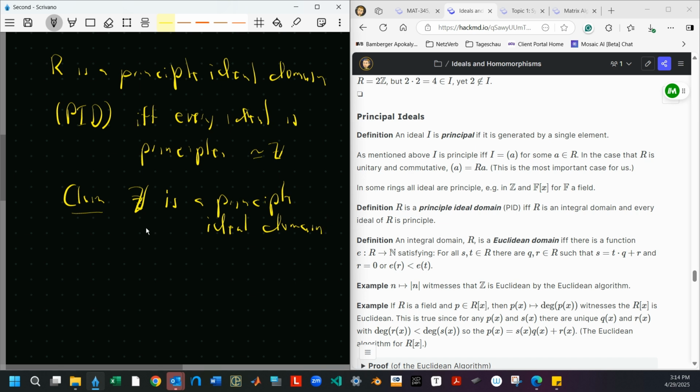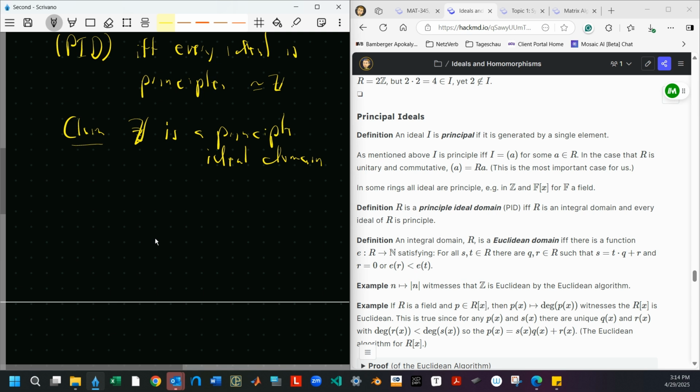By the way, just to remind you, a field can only have two ideals: the trivial ideal 0 and the trivial ideal, all of the field. There are no in-between ideals in a field. So fields are trivially principal ideal domains for silly reasons, whereas Z is an interesting principal ideal domain that's not one for silly reasons.